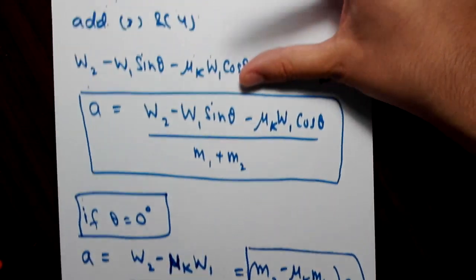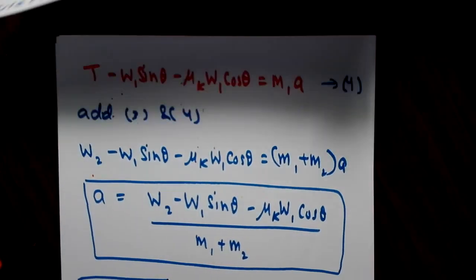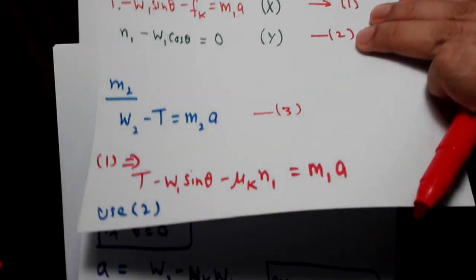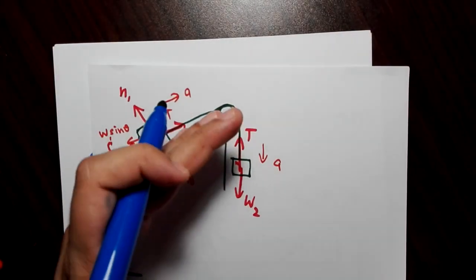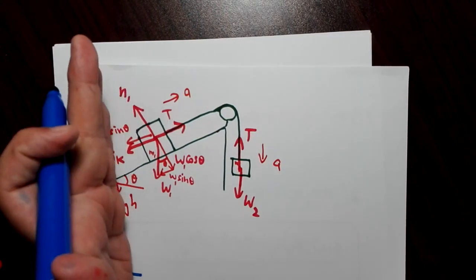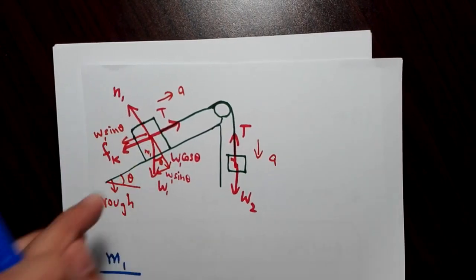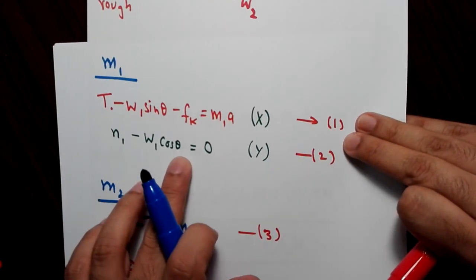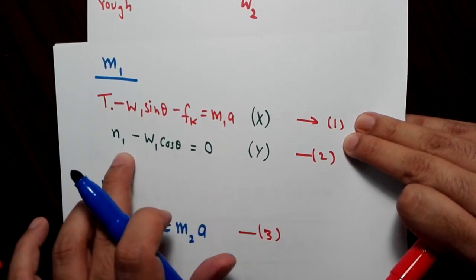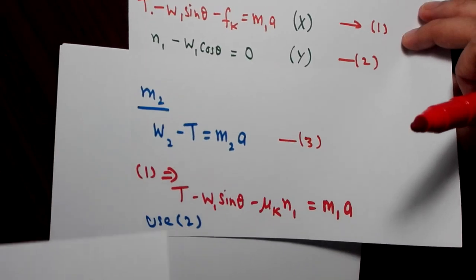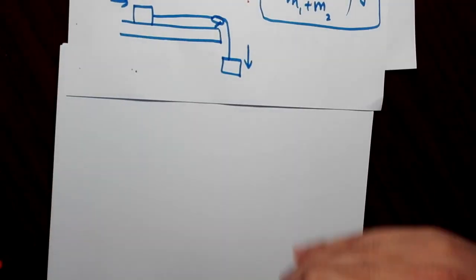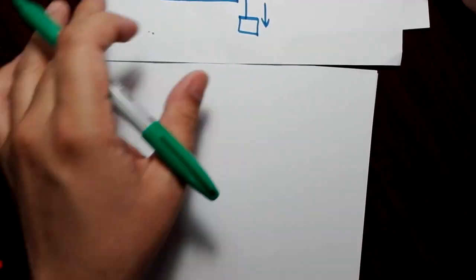Another very interesting case, which I really like, is the theta equals 90 degree case. If you make theta 90, you're making it perpendicular to the ground. So cosine 90 is 0, and the block actually loses contact with the surface. Interestingly, it becomes an Atwood machine.